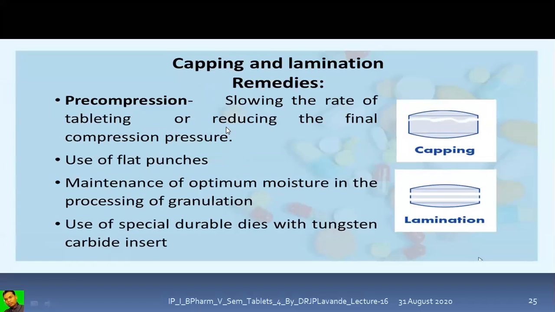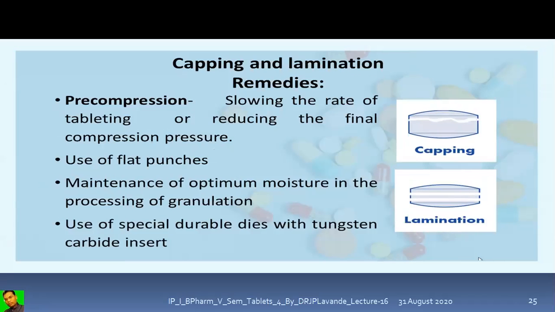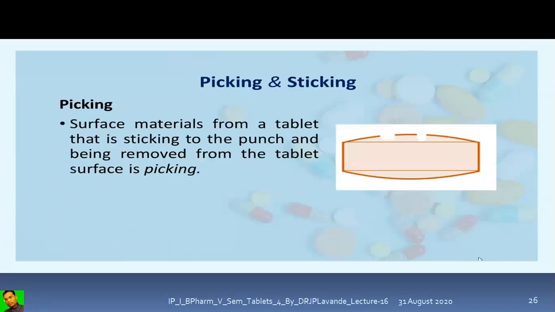The first is pre-compression, slowing the rate of tableting or reducing the final compression pressure. Use of flat punches. Then maintenance of optimum moisture in the processing of the granules, and use of special durable dies with tungsten carbide inserts. The tungsten will not allow sticking, or the process of capping and lamination. So you can see all these remedies are based on the causes, right? That's why these remedies can remove capping and lamination.